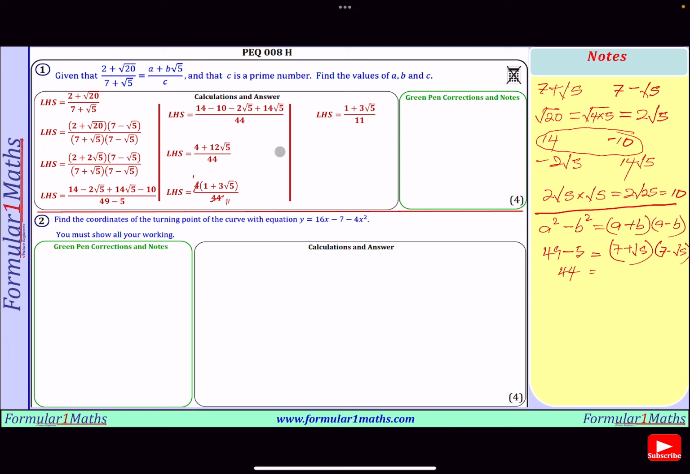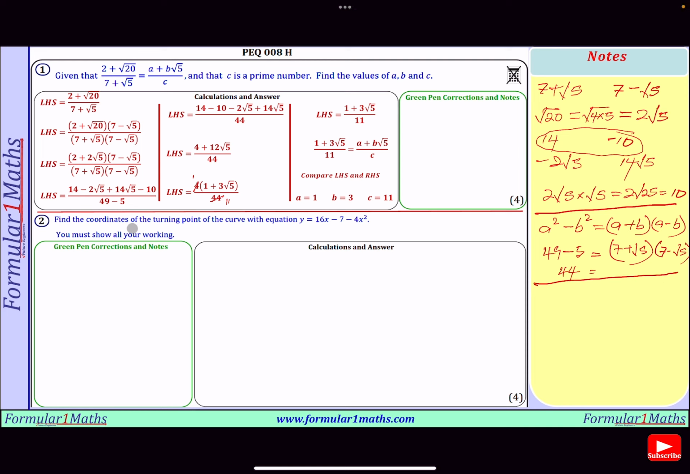I can now compare the left-hand side and the right-hand side, and I'm going to get the following. So comparing left-hand side and right-hand side, we can now write our values for a, b, and c as follows. So a is equal to 1, b is equal to 3, and c is equal to 11. And that is question 1.